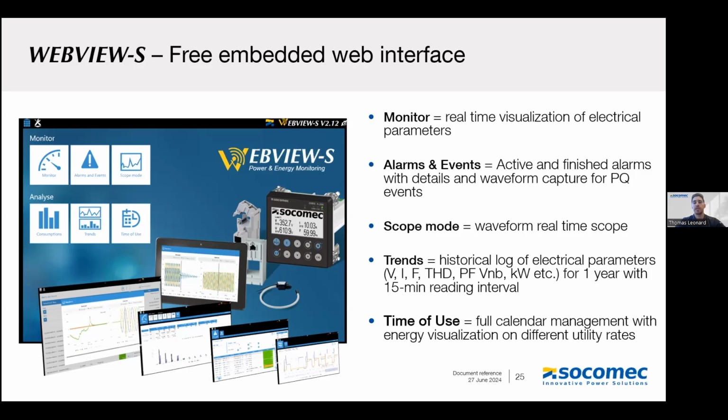Again, we have the trends menu, which is a trends and consumptions menu, which has historical measurements for kilowatt hours and all the different electrical parameters. Everything is stored in the power quality meter, the A200, for up to 1 year with a 15-minute reading interval. And all these measurements can be exported in a CSV spreadsheet.